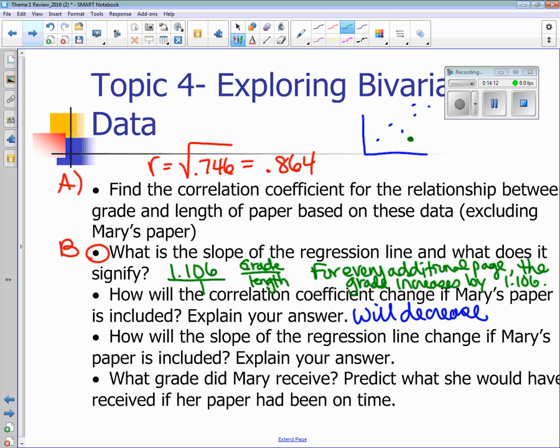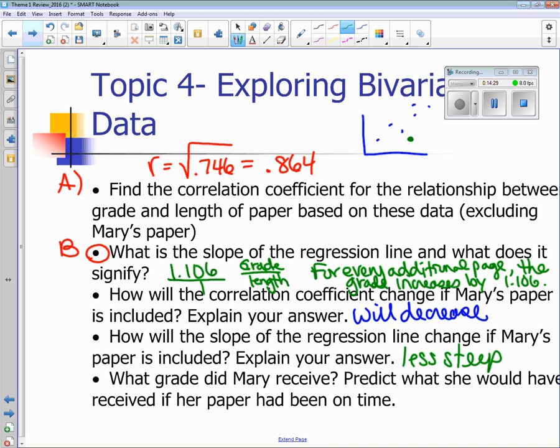Okay, the slope will decrease. When we talk about slope, we want to talk about its steepness. So will the slope become more steep, or will it become less steep? Less steep. So it will also decrease, but it will become less steep.